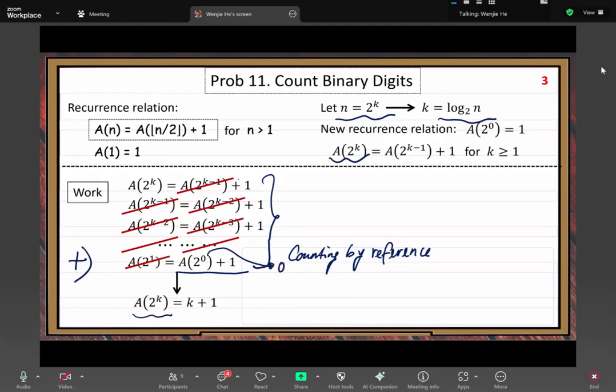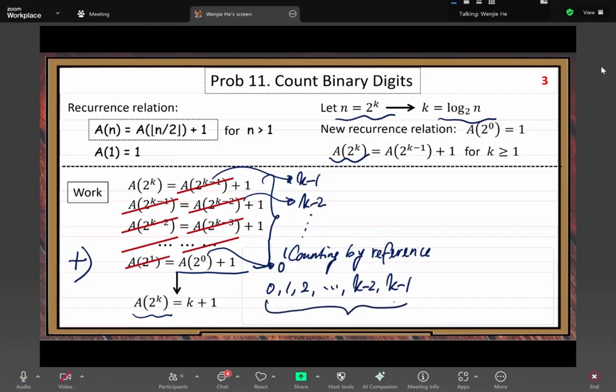So this equation we use k minus 1 as the reference, this one k minus 2 as the reference. Consecutive integers from 0, 1, 2, dot dot dot, k minus 2, k minus 1. These are the reference numbers. When you count the number of equations, is it the same? You just count the number of consecutive integers here, right? That's the counting by reference method.